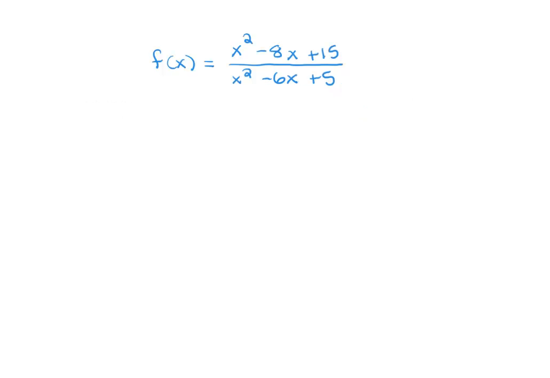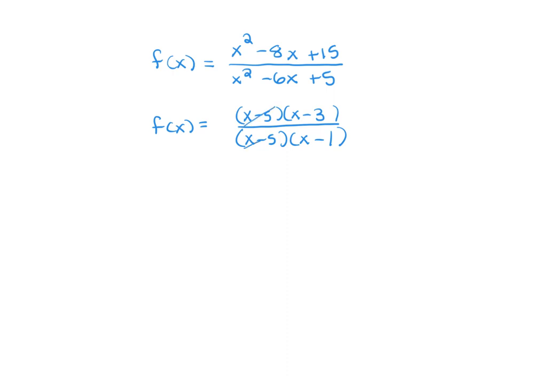So here's our first example. We want to determine the type of discontinuity and where the discontinuities occur. So anytime you see a quadratic over another quadratic, you all know what I'm going to say, you need to think about factoring both of them. So the numerator will factor 2x minus 5 and x minus 3. Denominator is going to factor x minus 5 and x minus 1.